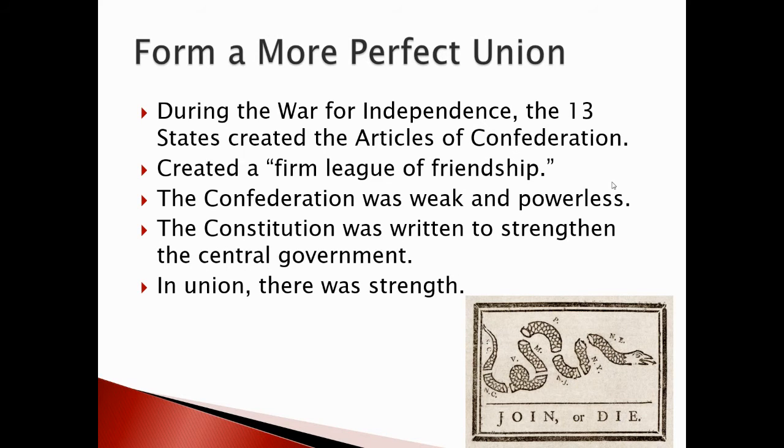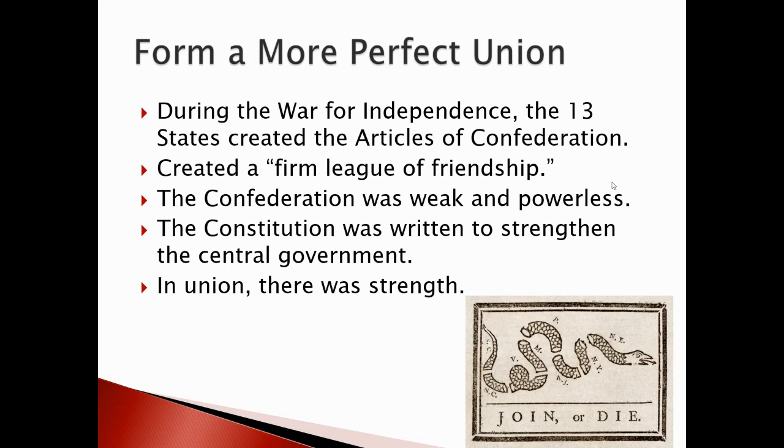But it was weak, it was powerless, it was terrible. That league was neither firm nor friendly. Some states like Maryland and Virginia threatened to go to war with each other over water rights. Some states were trying to conduct their own treaties with other foreign powers, like, hey, let's create a treaty with Spain, and it would just affect that one state. And so there was no real strength under the Articles. So when the Constitution was written, to form a more perfect union was basically saying the Articles of Confederation are terrible, and let's find a more perfect union, because in union there was strength.